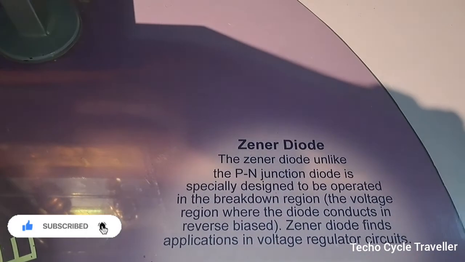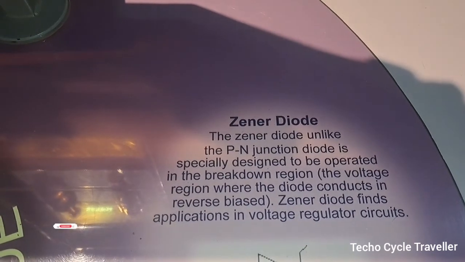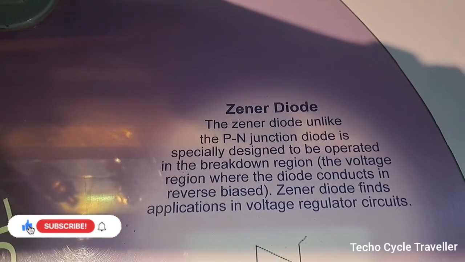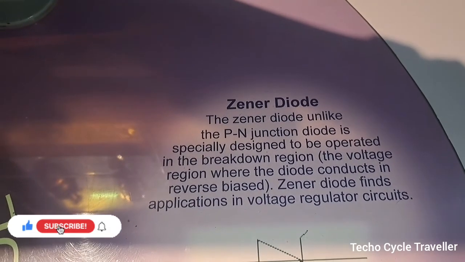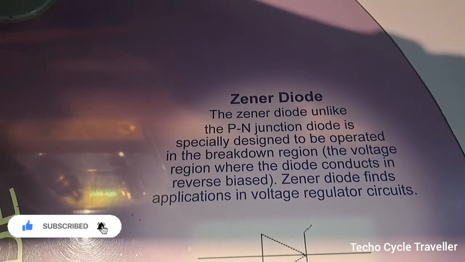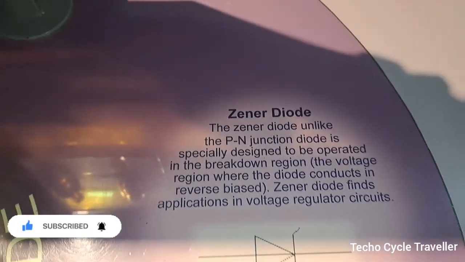Zener diode. The Zener diode, unlike P and N junction diode, is specially designed to be operated in the breakdown region, the voltage region where the diode conducts in reverse bias. Zener diode finds applications in voltage regulator circuits.